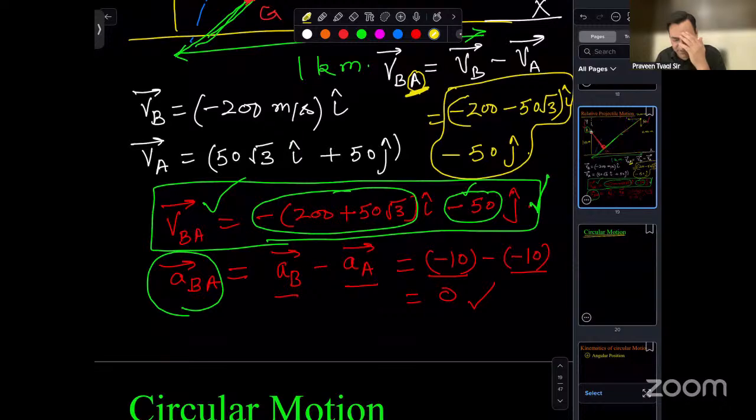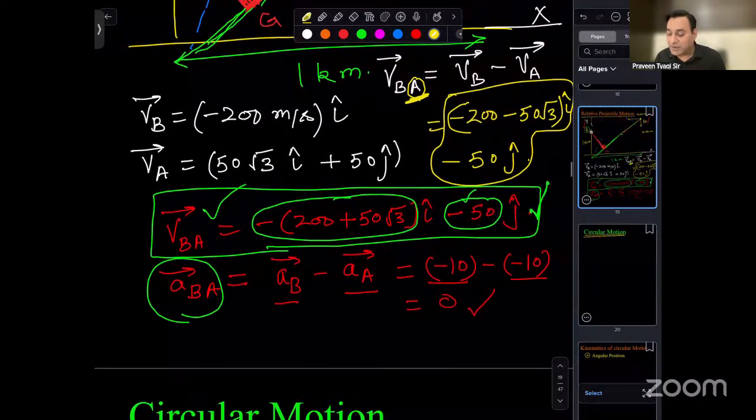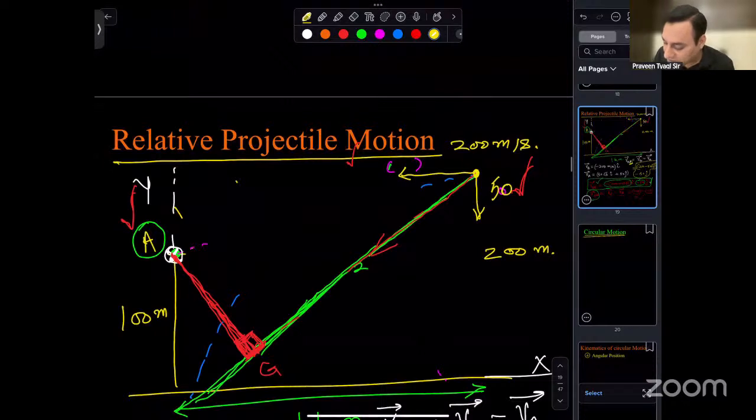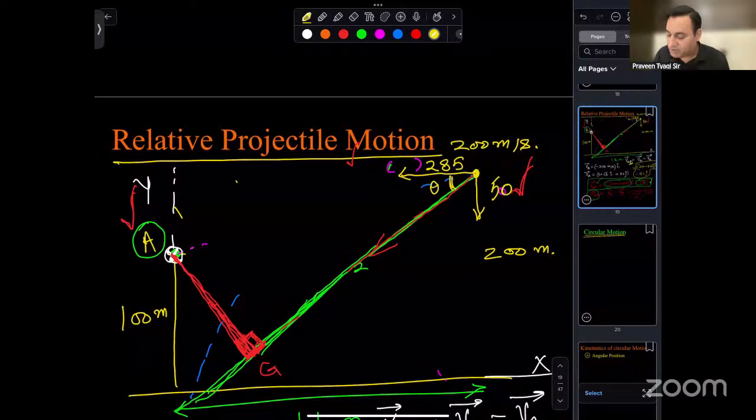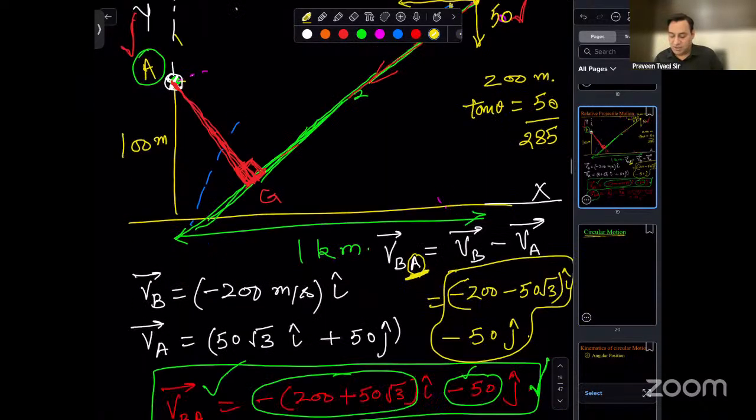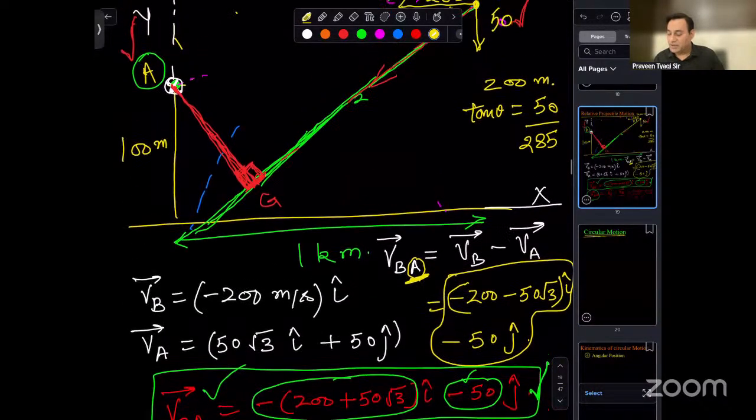Roughly 285. So suppose this is 285, this is 50. So I can find this angle theta. I am doing an approximation. Now, this is theta. Tan theta will be 50 divided by 285, which is 200 plus 50 root 3.